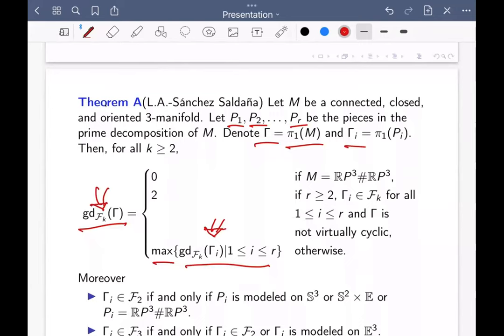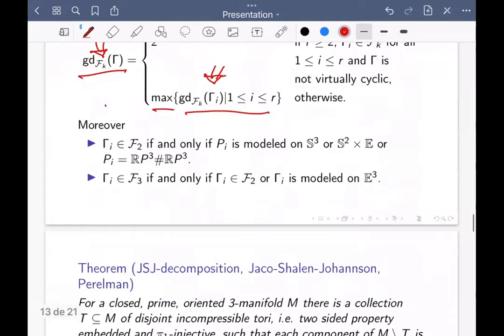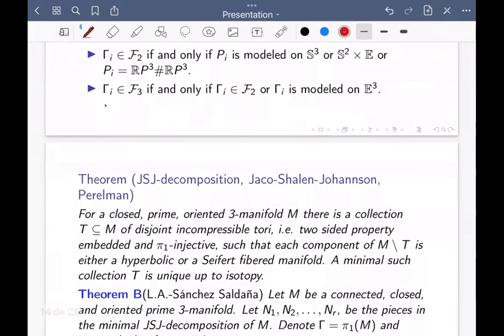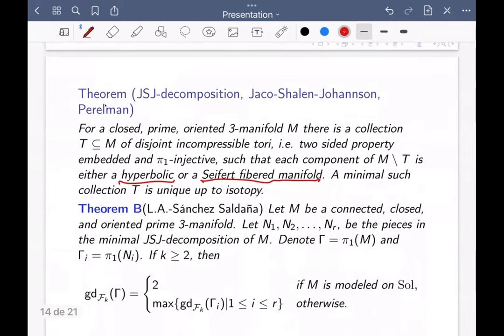So the next step is to compute this geometric dimension of the pieces. Before giving the answer, I need the following theorem, the JSJ decomposition. If you have a closed prime oriented three-manifold M, we can find tori in this manifold, and we can cut along these tori, and the pieces are either hyperbolic or Seifert fibered manifolds. So the theorem is the following. Let M be a connected closed oriented prime three-manifold, with the pieces of the minimal JSJ decomposition.